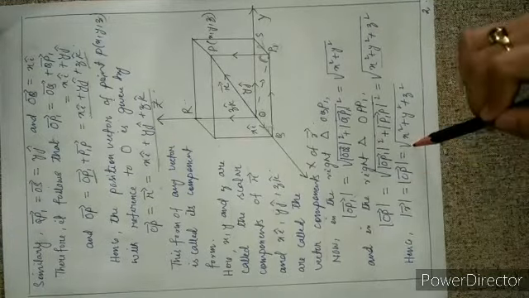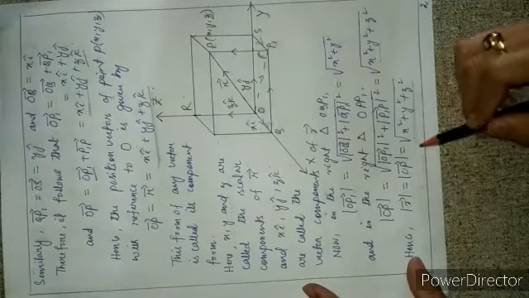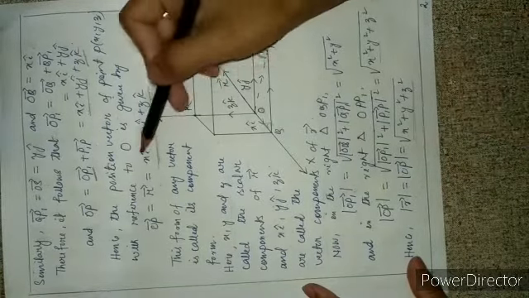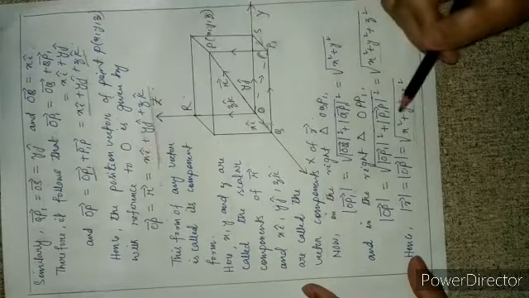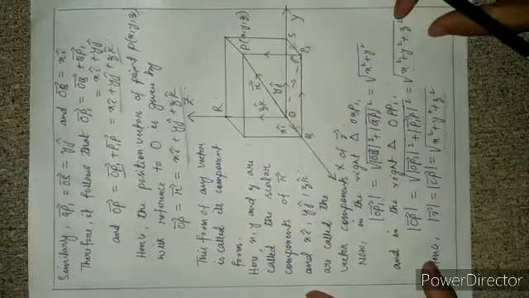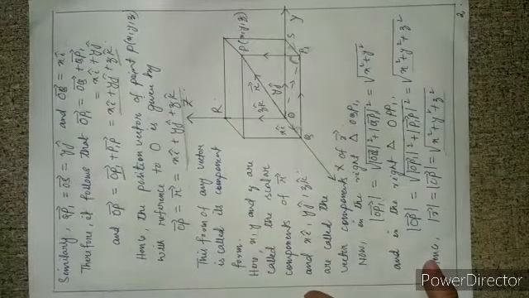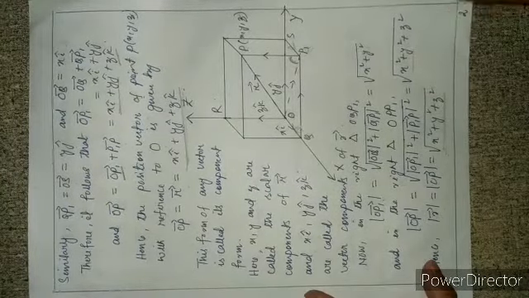and hence the magnitude of OP vector is root over x square plus y square plus z square. For any point, in component form, the magnitude is equal to root over x component square plus y component square plus z component square. So we can find the component form of a vector, and also its magnitude.